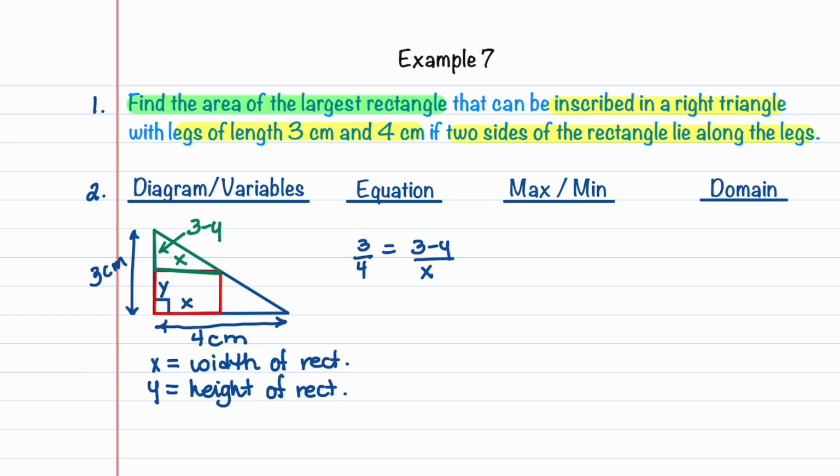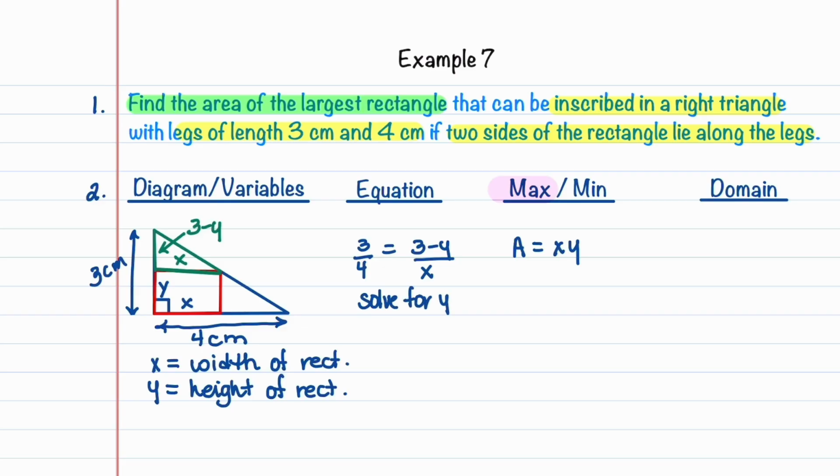Let's now move on to what we want to maximize or minimize. We want to find the area of the largest rectangle. So that means that we are going to maximize the area of the rectangle. So we need to write down the formula for that area. The formula for the area of our rectangle is x times y. And now we need to get this formula for A just in terms of x. So we're going to go back to our equation and we're going to solve this for y.